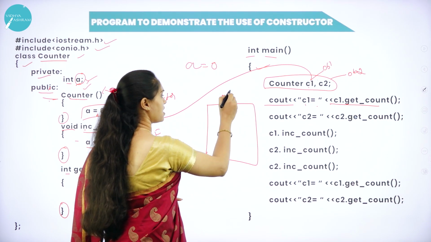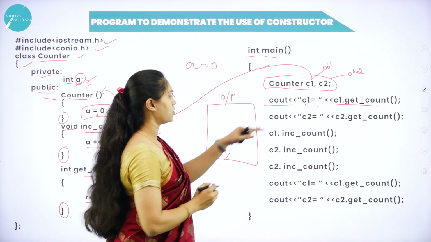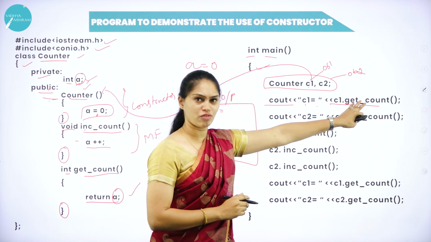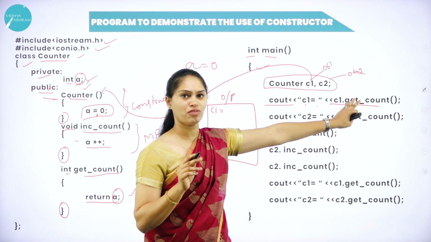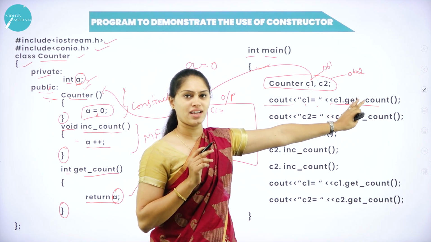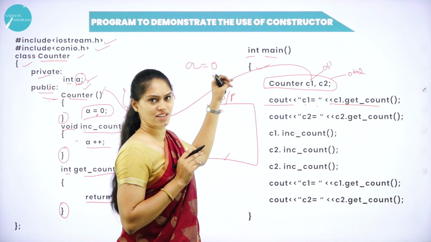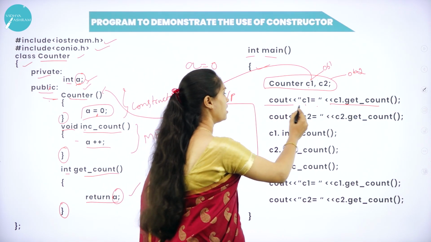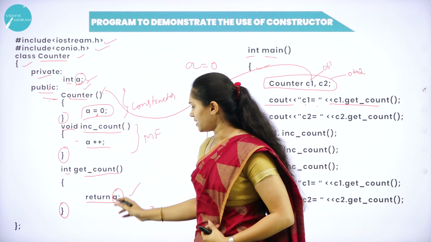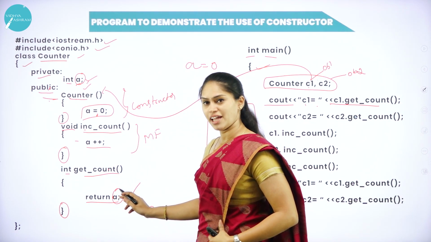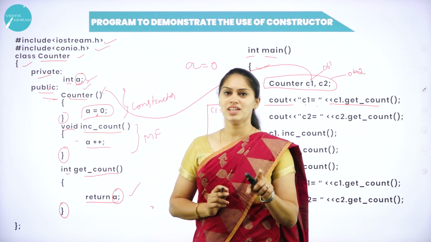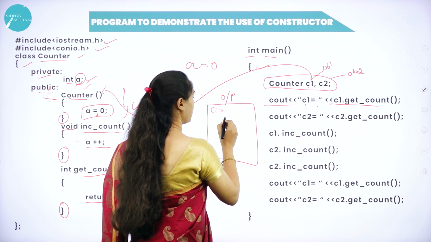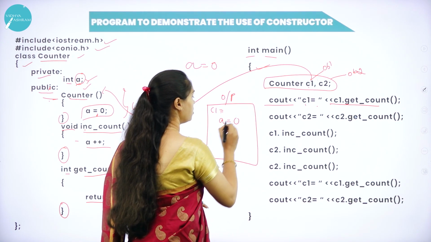If I consider this as the output, what I am doing here is C1 is equal to, calling the get count function. What is the initial value of this A? A has been assigned 0 initially. When I call this get count function, the control moves from here to here, that is the get count function. Return A means the initial value of A, so we are going to get 0. For C1, I am going to get A is equal to 0.